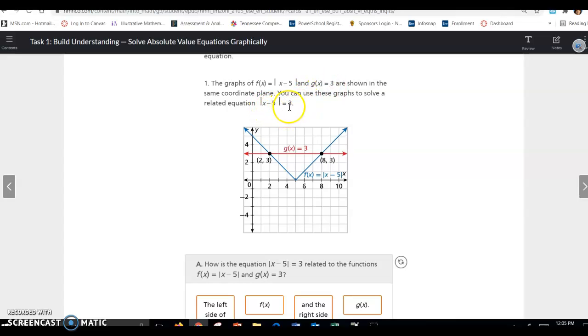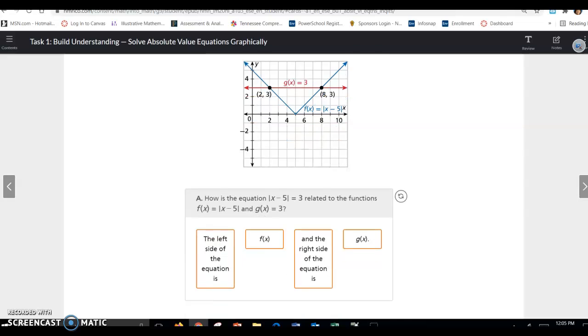So when they do that, they set it up, and the x values of the intersection points are the solution. So for this equation, you can see that they intersect at (2, 3) and (8, 3). So the two x values would be 2 and 8.